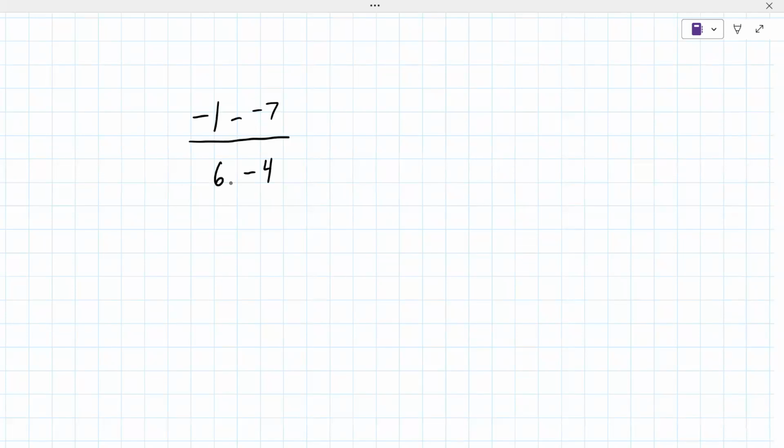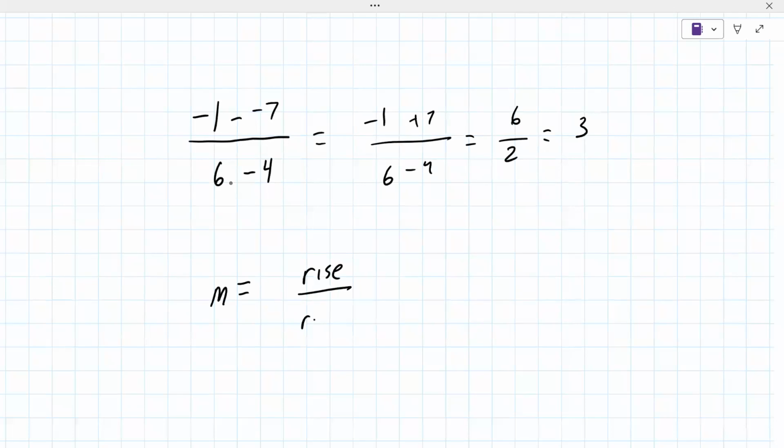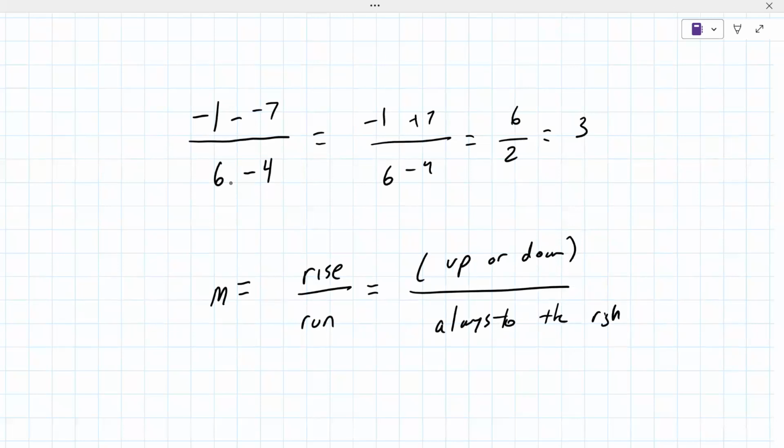Three. Yes. So we got -1 plus 7 over 6 minus 4. 6 over 2 is 3. Very good. Now, as a reminder, slope is rise over run, but the rise means it can either go up or down. The run, though, is always to the right. Always. No exceptions.